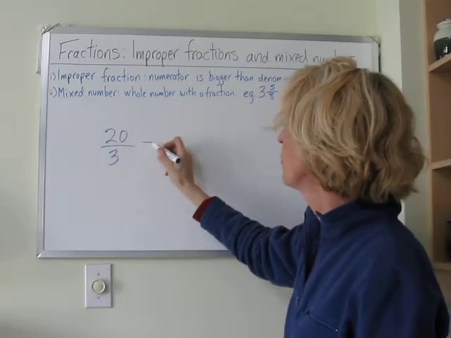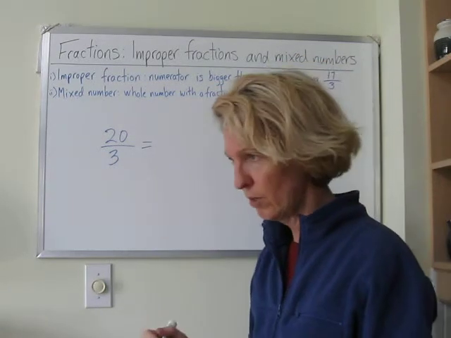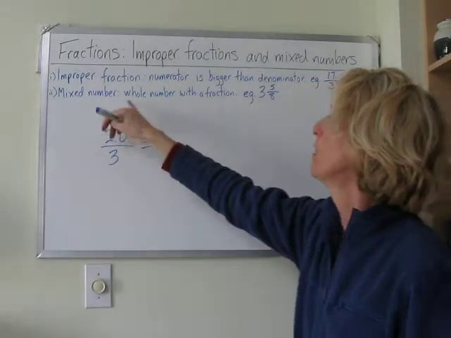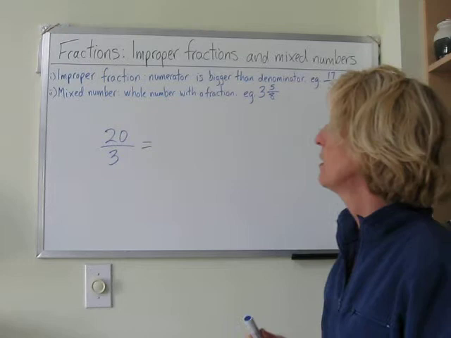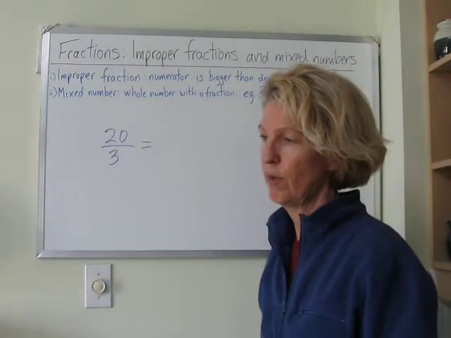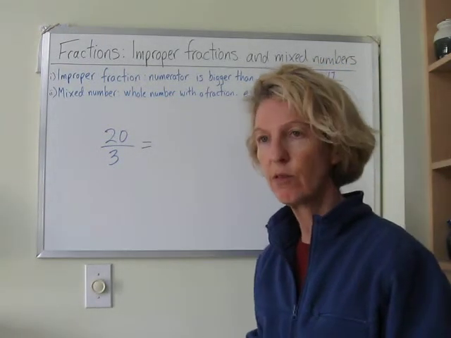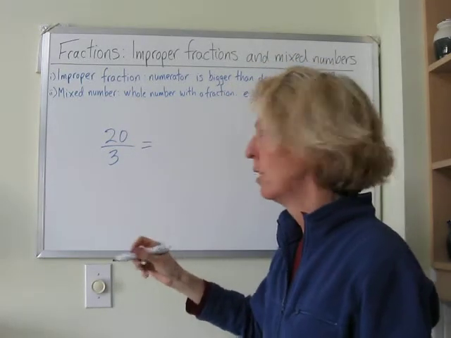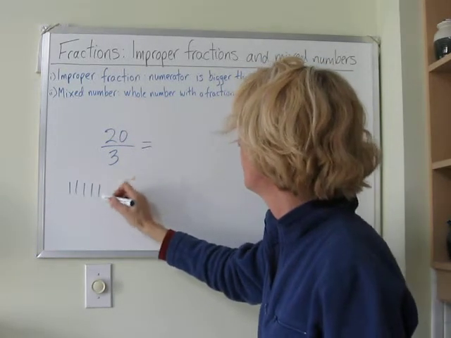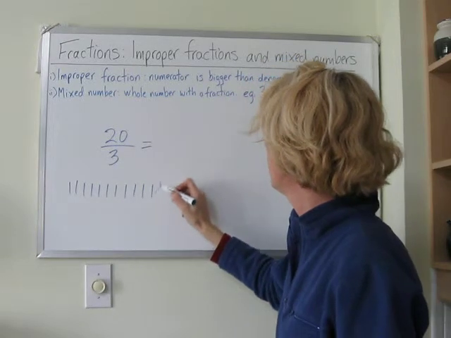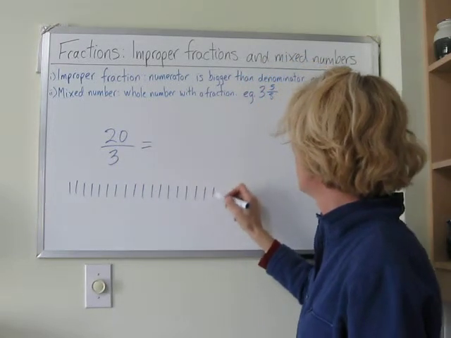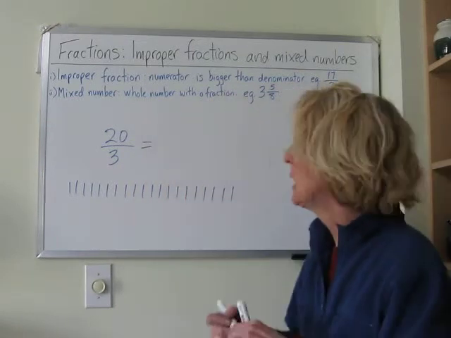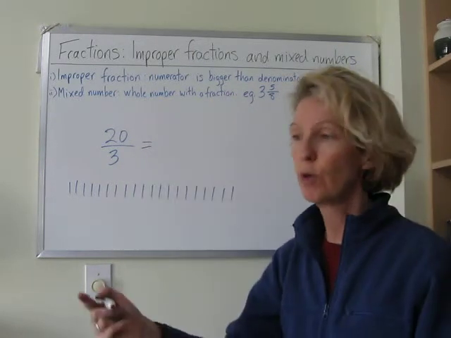Now, if we're going to convert this to a mixed number, which is a whole number with a fraction, how do we figure this out, honey? Do you want to use sticks? Sure. Okay, so how many sticks do we have? 20. All right. 1, 2, 3, 4, 5, 6, 7, 8, 9, 10, 11, 12, 13, 14, 15, 16, 17, 18, 19, 20 sticks. And how many do we need to make one group?